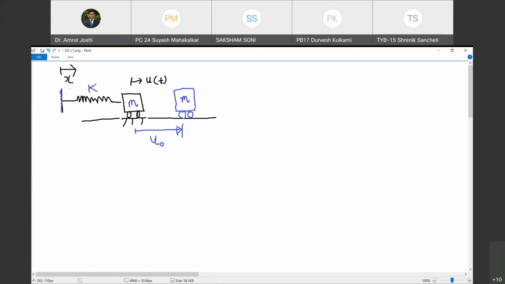Sorry, sir. Can you repeat the question? What is the unit of stiffness K? What is the unit? For example, the force has the unit of Newton, mass has the unit of kg. So on similar lines, what is the unit of stiffness? Newton per meter.